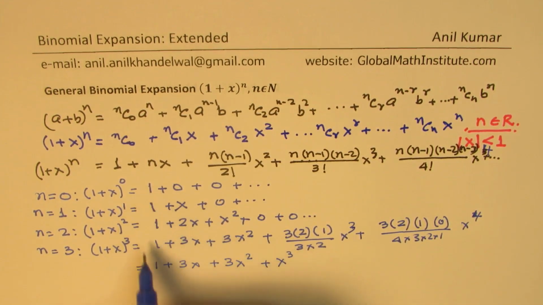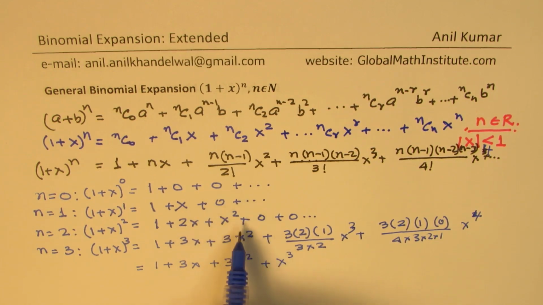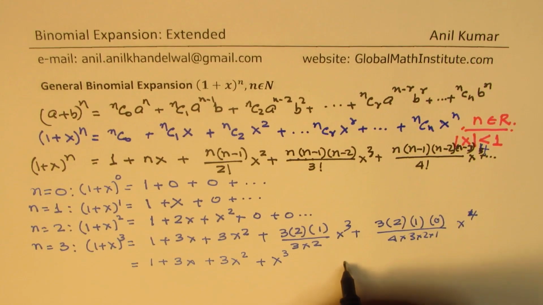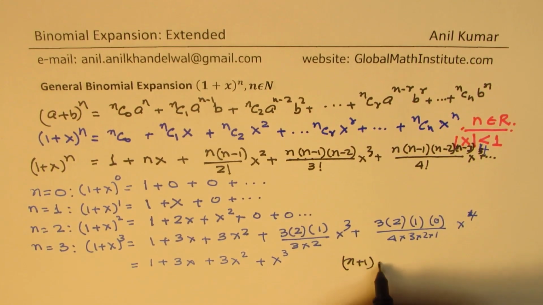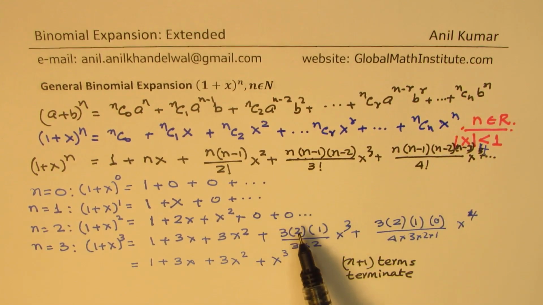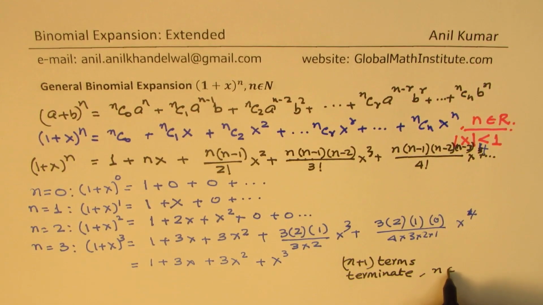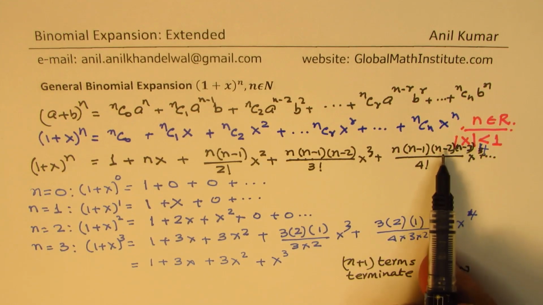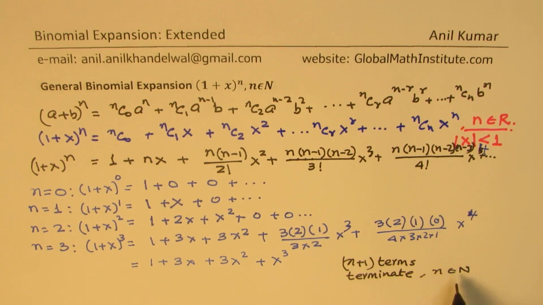Now if you see, these are the matching expansions, and if you continue, you find that this series is always a series in which we have n plus 1 terms, right? So there are n plus 1 terms, and they terminate, right? So these are not infinite series. They in fact terminate when n belongs to natural numbers, right? Because n minus r will be 0 after some time, right?